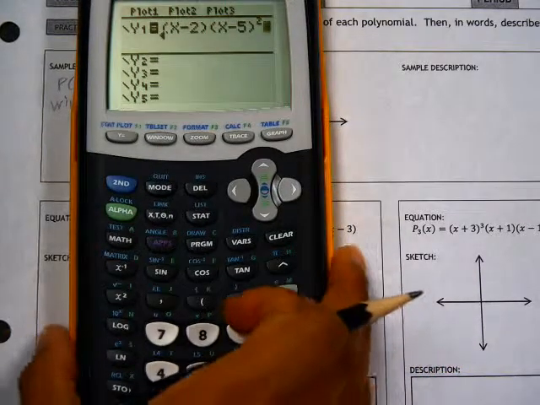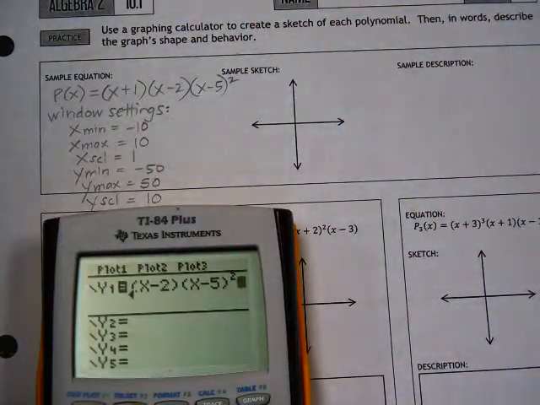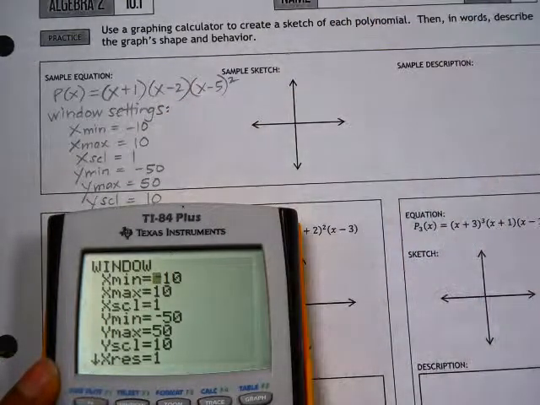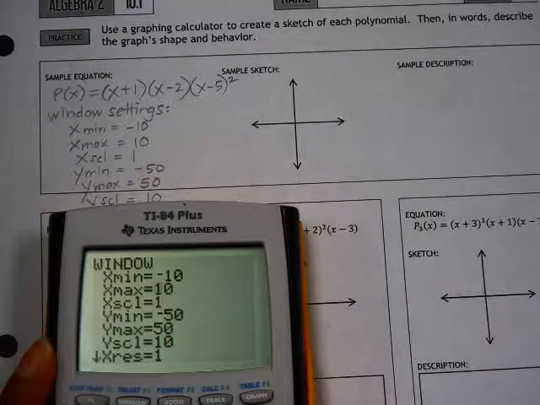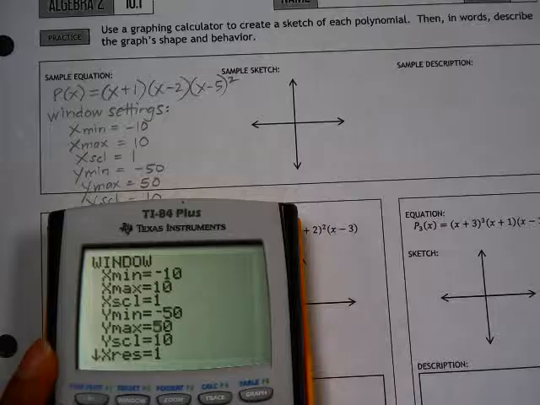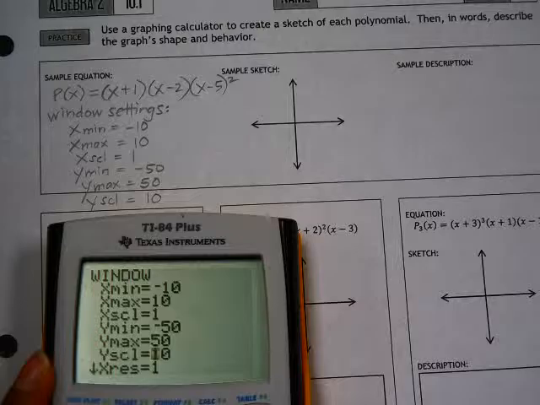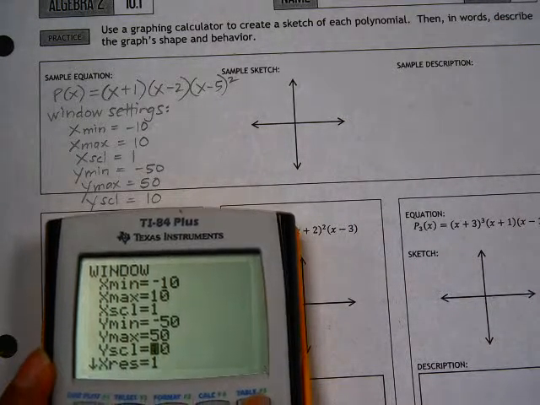And then before you graph it, make sure you go to the window and set these as the window settings. So a window, -10 for the minimum x, +10 for maximum x, scaled by 1, -50 for the y minimum, +50 for y maximum, and scale of 10 for the y. As soon as your window settings match these window settings here, then hit graph to see what it looks like.